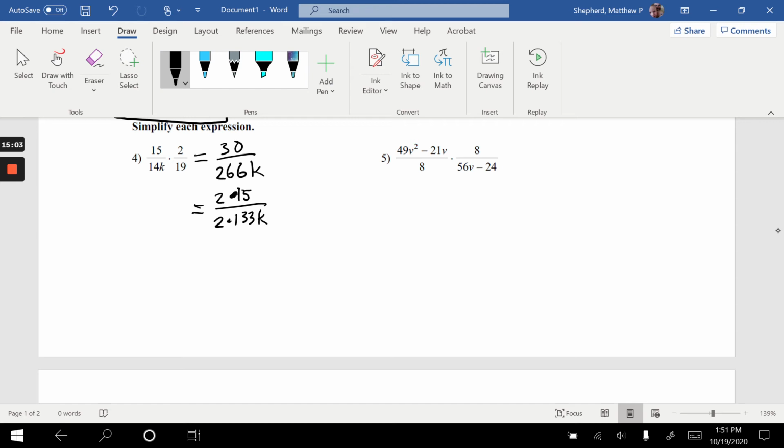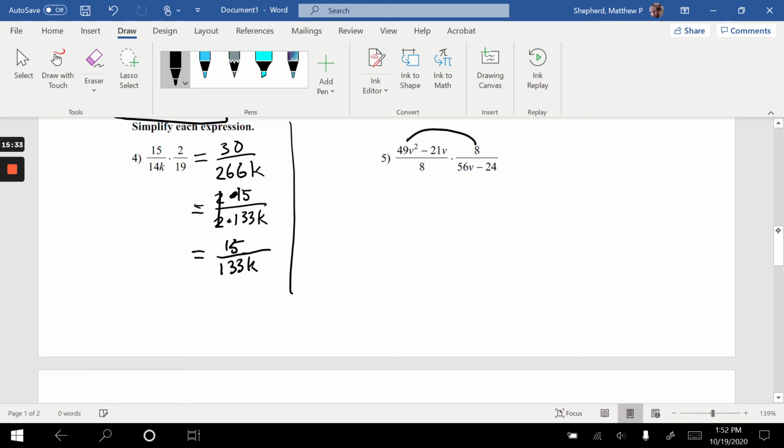So 2 over 2 is 1, and we're left with 15 over 133k. I know that won't go any further because 15 only has two factors, a 3 and a 5. 133 is not divisible by 3, and it's not divisible by 5, so that's as far as I can go there.